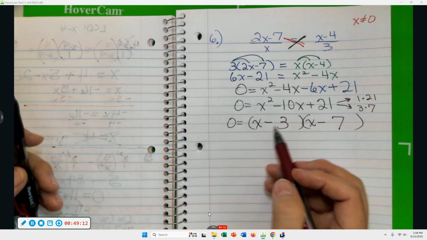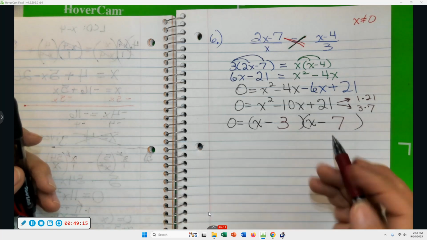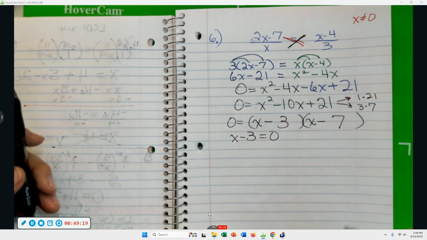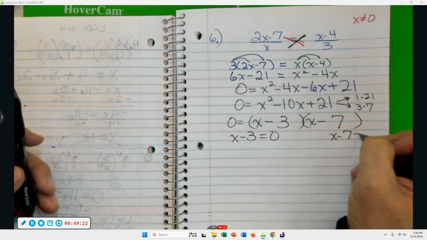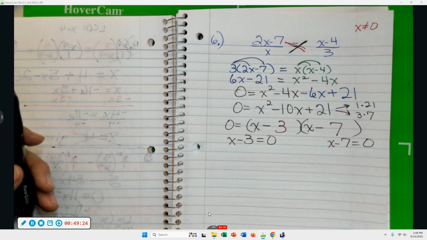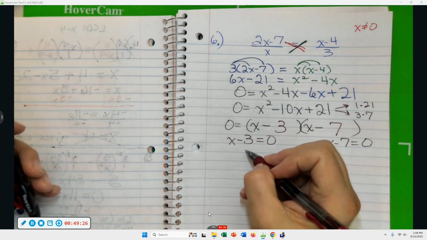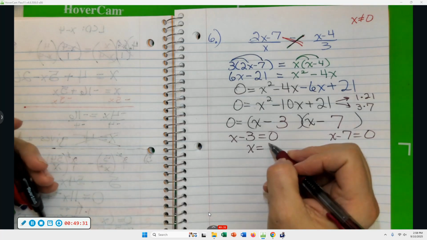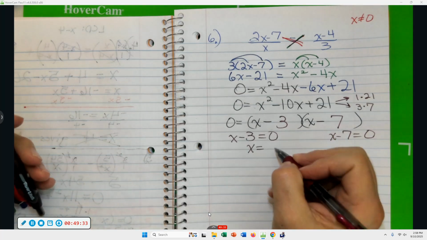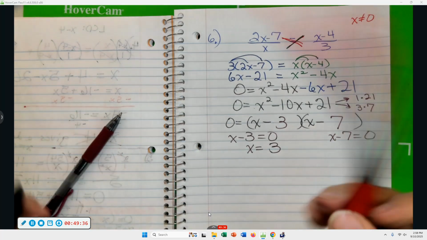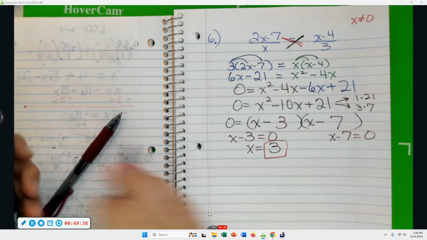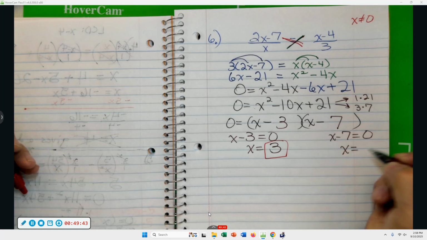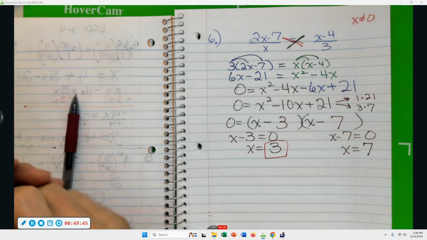We're not through yet. We need to ask ourselves, when are these factors equal to 0? When does x minus 3 equal 0? When does x minus 7 equal 0? X minus 3 equals 0 when x is equal to 3. You picked up that negative 3, moved it over, it became a positive 3. And this thing here, x equals 7. Positive. And you'll notice I'm boxing these in.